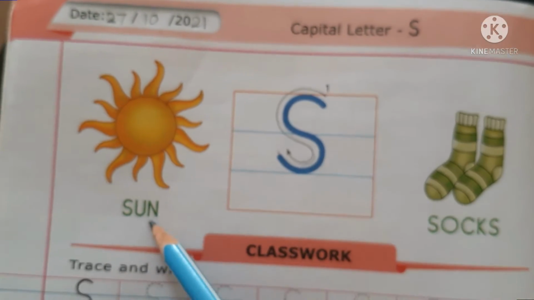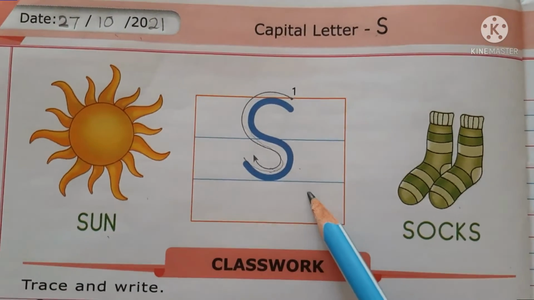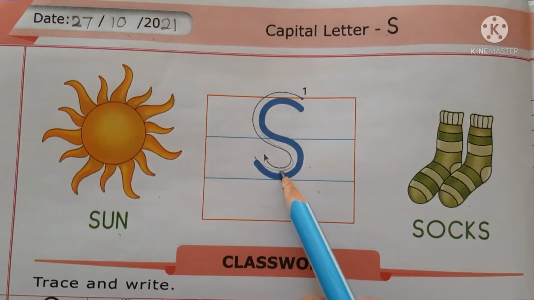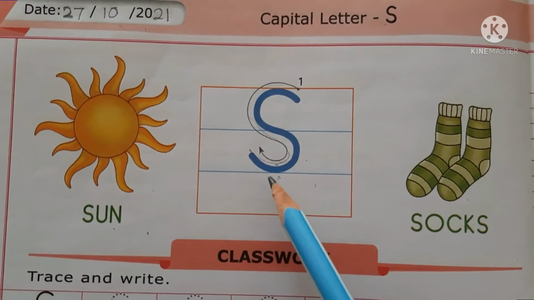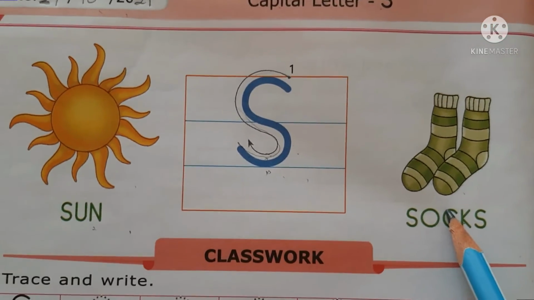S for sun and S for socks. S for sun, S for socks. So repeat this at home 10 times, okay? S for sun, S for socks.